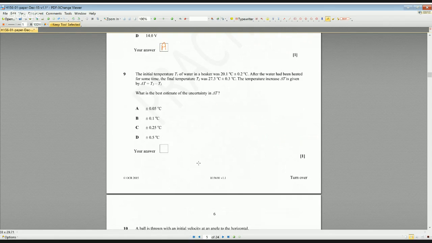Now this is not really a question about thermal physics or anything like that. This is a question solidly about uncertainties, and you need to know the rules about uncertainties. I've got a video about this that you can look at on my channel if you search for uncertainties. For combining uncertainties when you are adding or subtracting values, which is what you're doing here, you're subtracting 2 temperatures, one from the other.